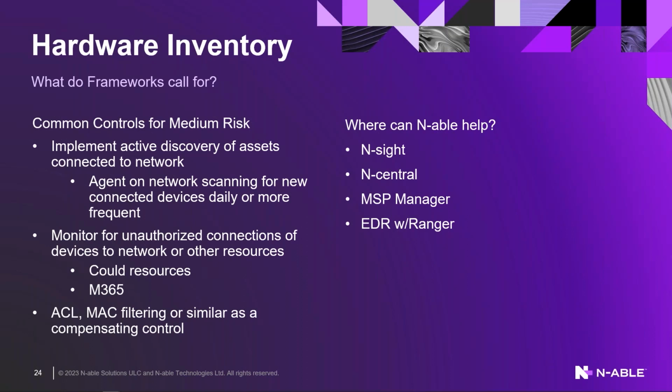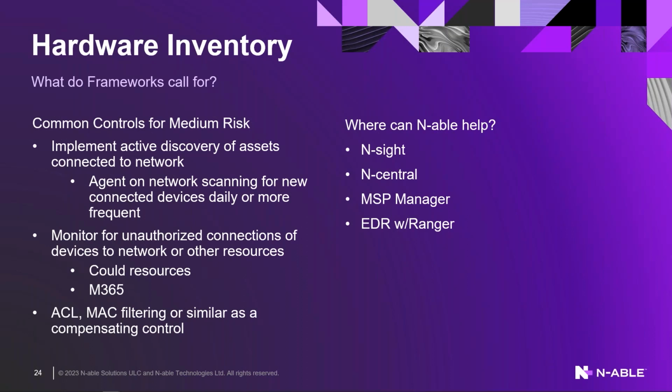And where can we help on the enable side? So we have Insight and Incentral that has the topology mapping and the general awareness of it. It can show you what devices are on the network, what's connected, but it doesn't have that rogue device alerting, and it doesn't have a methodology in there to record authorization for devices or not.